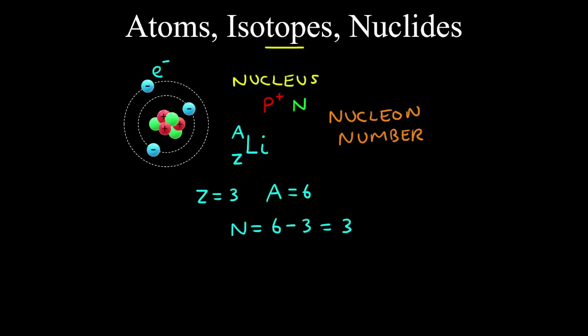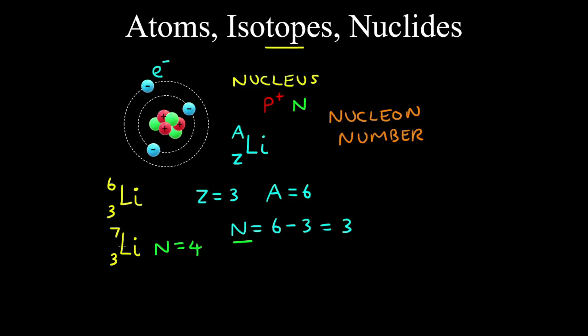Now isotopes are nuclei that contain different numbers of neutrons, but the same number of protons. In this case, we have the lithium-6 isotope, which has 3 protons and 3 neutrons, so the mass number is 6. And there's also the lithium-7 isotope. That has the same number of protons, but a different number of neutrons. So lithium-7 has 4 neutrons, and lithium-6 has 3 neutrons as we determined.